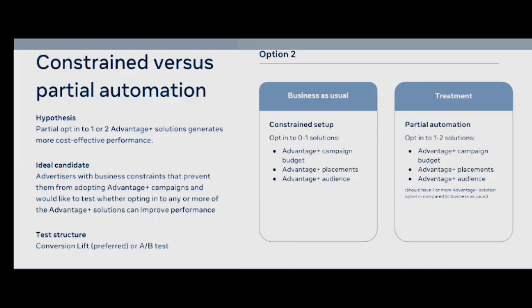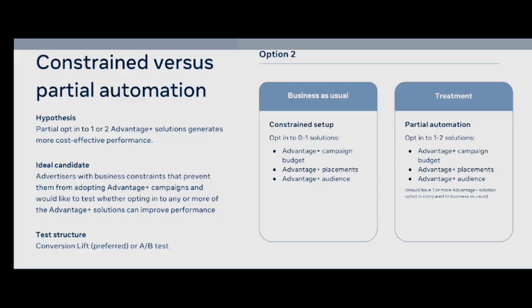A different test and learn methodology example that you can also utilize and learn from. And again, these are examples. You need to think through what is important to you and your specific business. So the hypothesis on this one is: if you do a partial opt-out of the Advantage Plus solution, is that going to generate better performance?